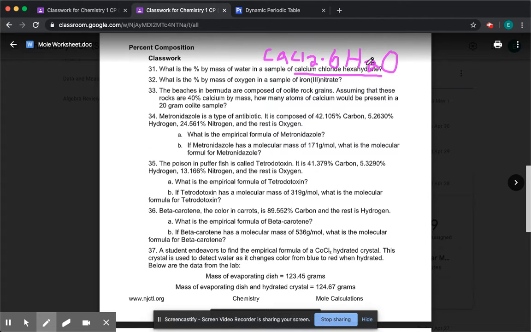So the mass of the water, let's figure out the mass of the water. Water is 18 total. 16 from the oxygen, and you get 2 from the hydrogen. So one single water is 18.